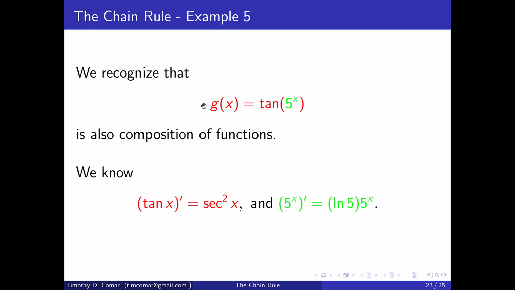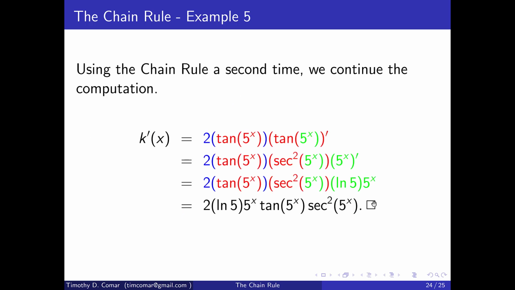Well, we recognize that tangent of 5 to the x is a composition in its own right. So here, we can recognize that the outside function tangent in red here, its derivative is the square of the secant function. And the derivative of 5 to the x, that exponential function, is the natural log of the base, the natural log of 5, times 5 to the x here. Now we have all the pieces to compute the derivative of g now.